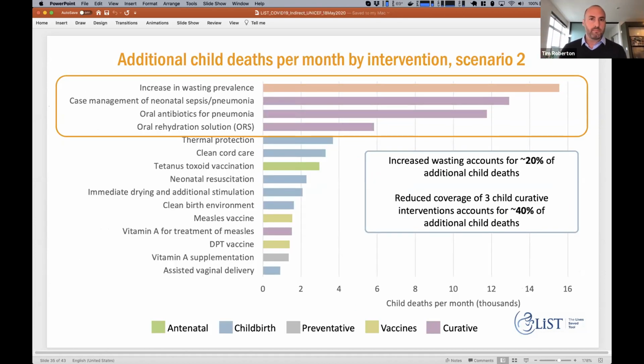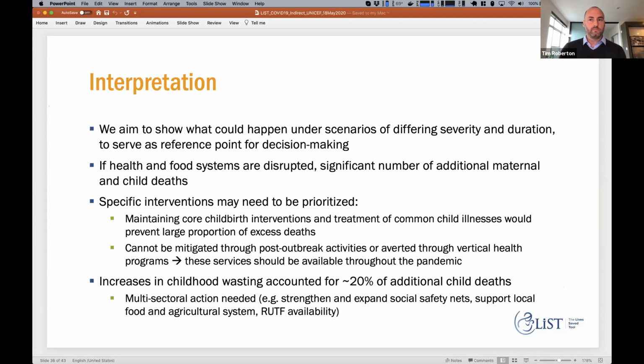And we can do that same sort of analysis for kids. Here you can see that wasting, and antibiotics and ORS for pneumonia, neonatal sepsis, and diarrhea, are going to contribute the most for children. Okay.